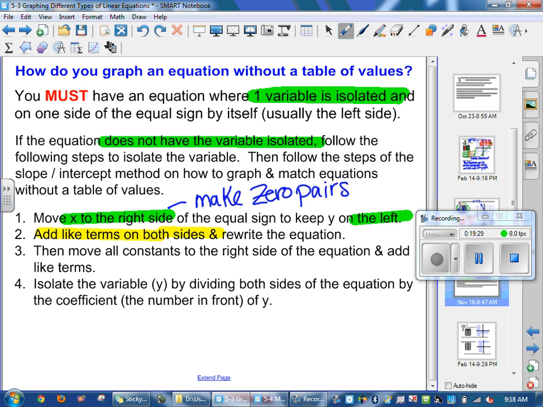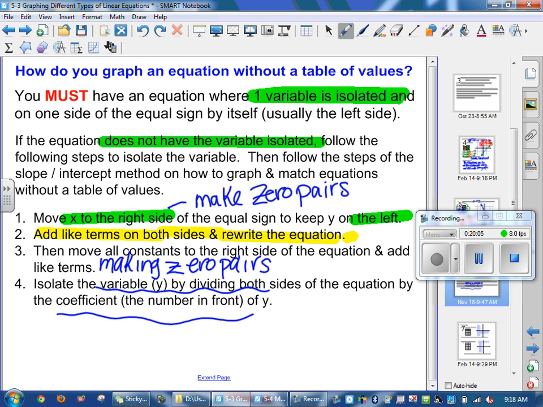Then it says you move all the constants to the right and add like terms. And again, that's by making what? 0 pairs. So we move all the variables over, we move x over, leave y on the left, we move the constants over. Then we isolate the variable by dividing both sides of the equation by the coefficient, the number in front of y. Okay, that's super important. We have to be able to do that, and that's what we've been doing.